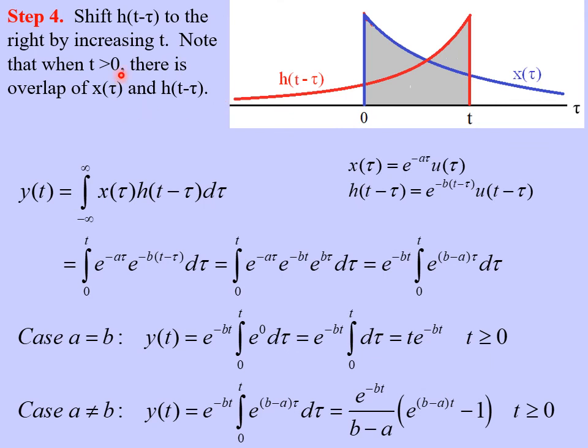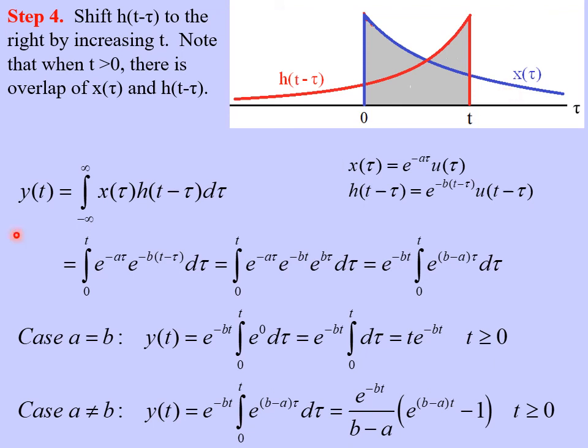Step number 4. We're going to shift h of t minus tau to the right by making t a positive number. Notice that when t is greater than 0, there is overlap between x of tau, which is the blue, and h of t minus tau, which is the red. When we multiply these two together, the only part that doesn't zero out is what's shaded here, because outside of the shaded region, one or the other of the functions is 0, so there's no overlap and there's no product.